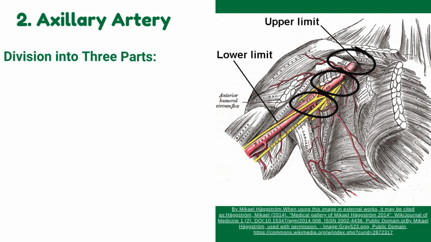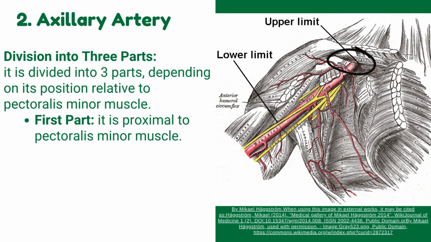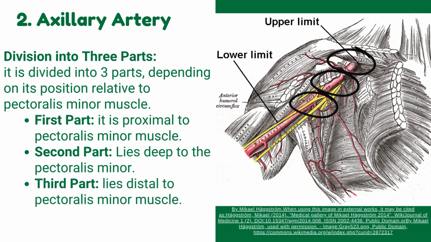Division of axillary artery. It is divided into three parts, depending on its position relative to pectoralis minor muscle. First part: it is proximal to pectoralis minor muscle. Second part: lies deep to the pectoralis minor. Third part: lies distal to pectoralis minor muscle.